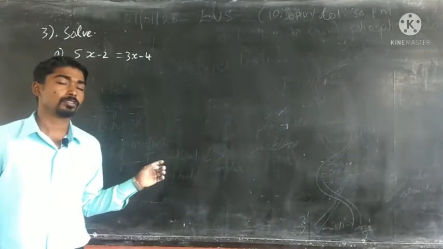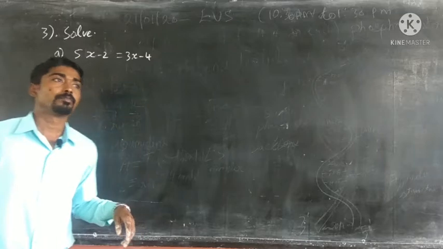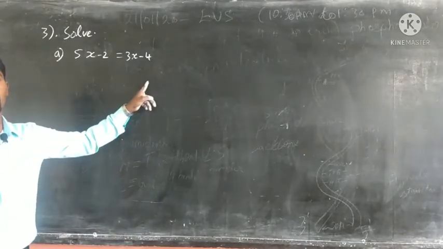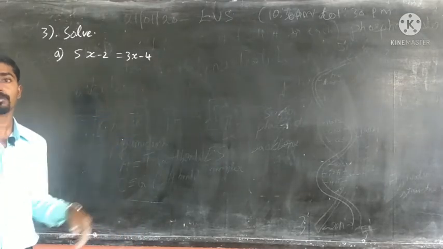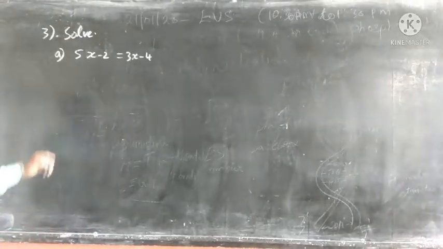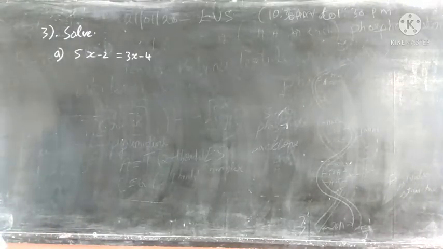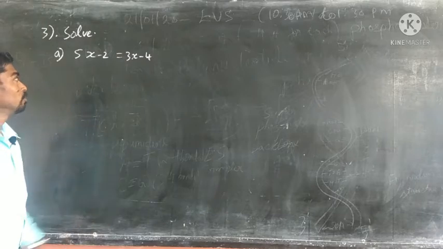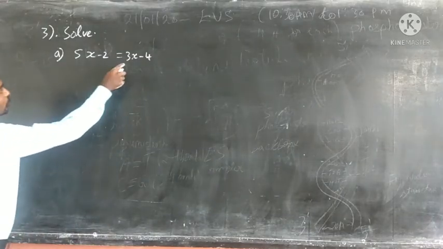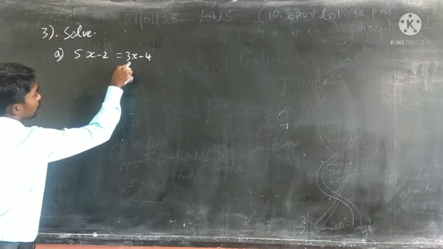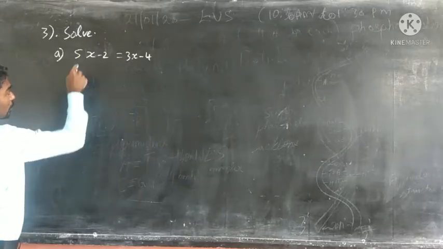Now we are going to learn question number 3. We are going to solve these problems by using transposition method. First subdivision, 5x minus 2 is equal to 3x minus 4. Here we are going to take this 3x into other side.